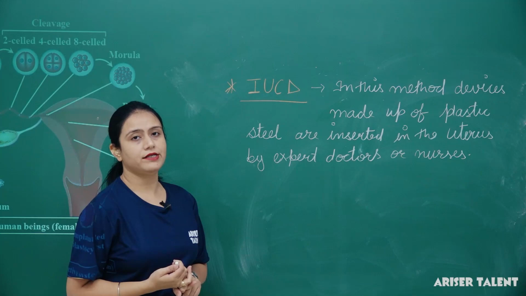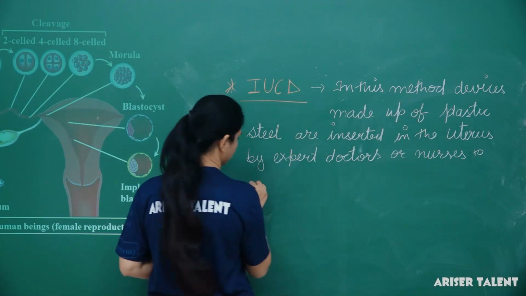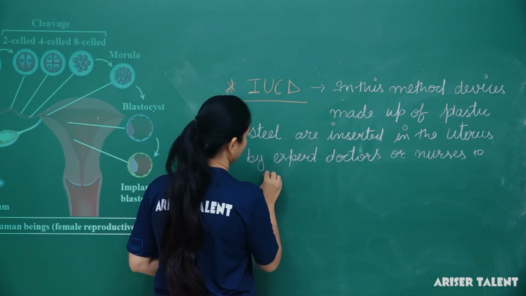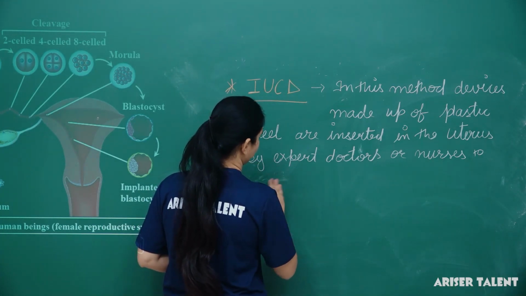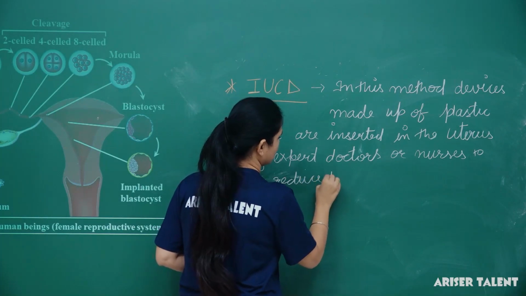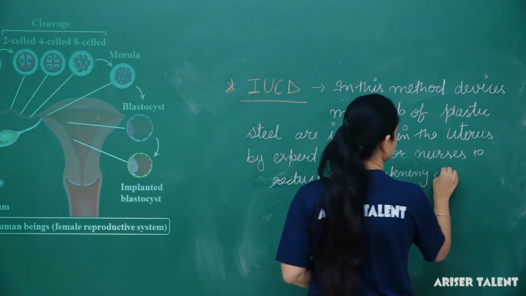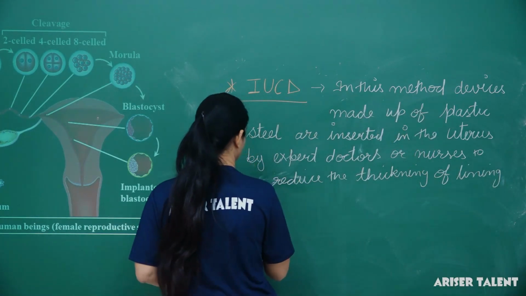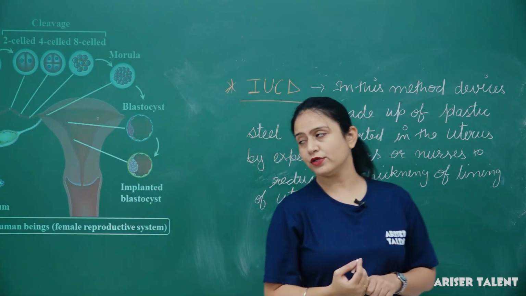These devices are inserted to immobilize sperms, or to reduce the thickening of lining of uterus. So this is the IUCD method. You can note it down.